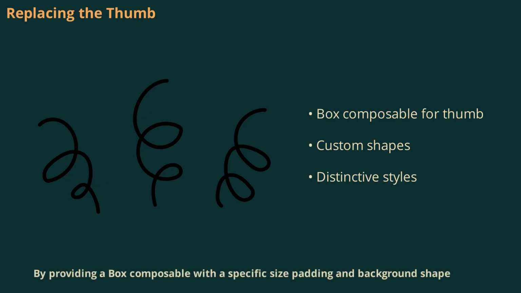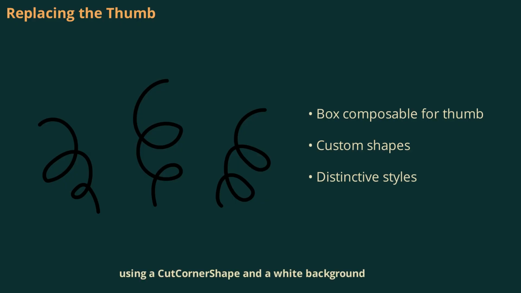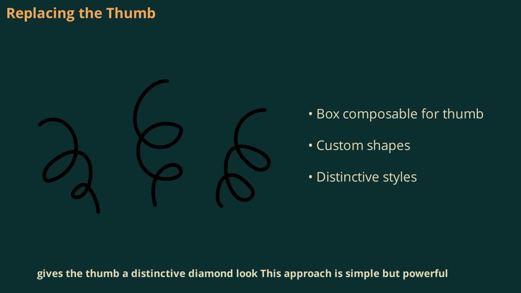See how to replace the default thumb with a custom design. By providing a Box composable with a specific size, padding, and background shape, you can create a thumb that matches your app style. For example, using a cut corner shape and a white background gives the thumb a distinctive diamond look. This approach is simple but powerful, letting you experiment with different shapes, colors, and even animations to make the slider more interactive and visually engaging.